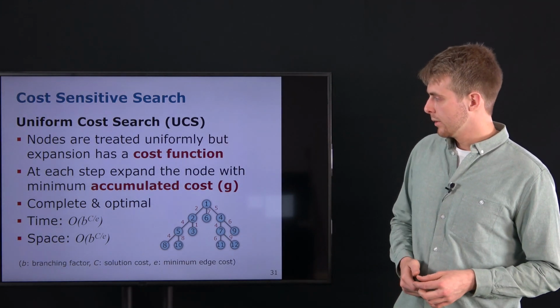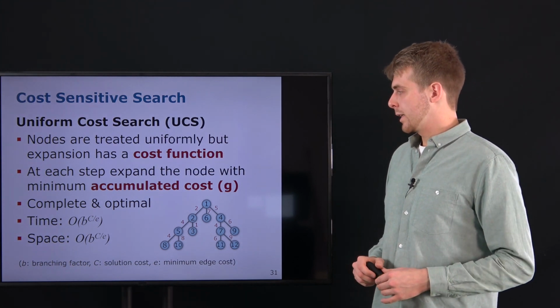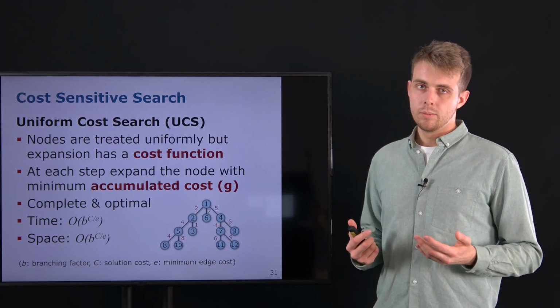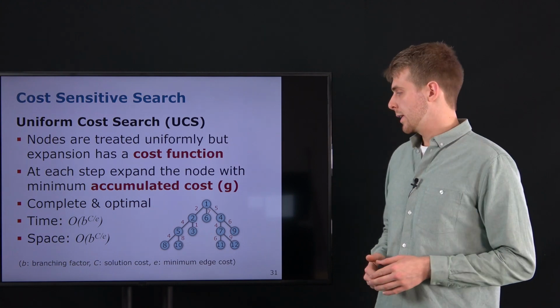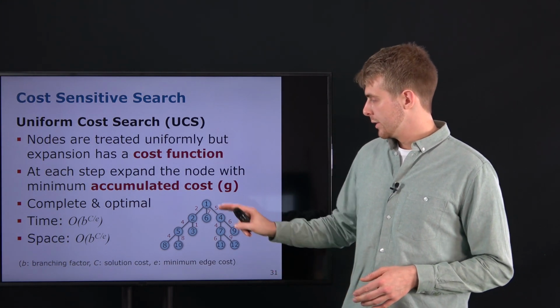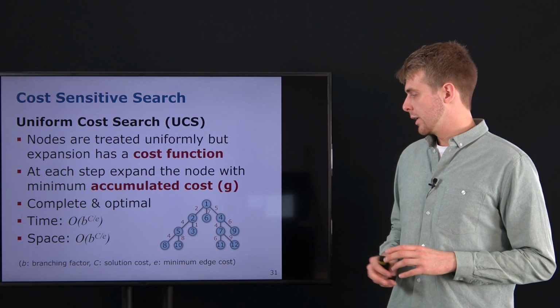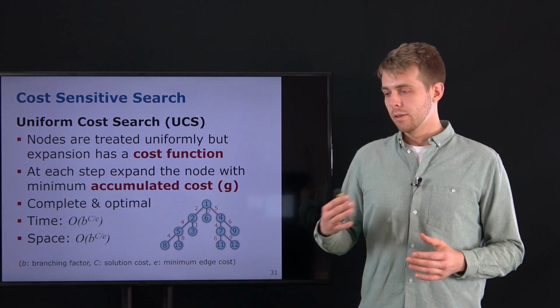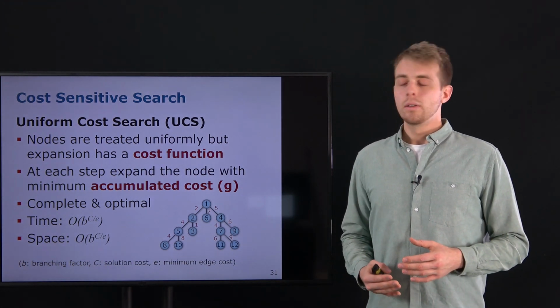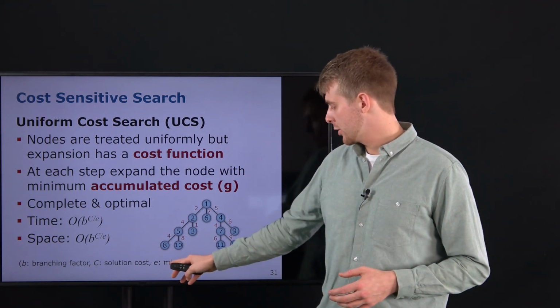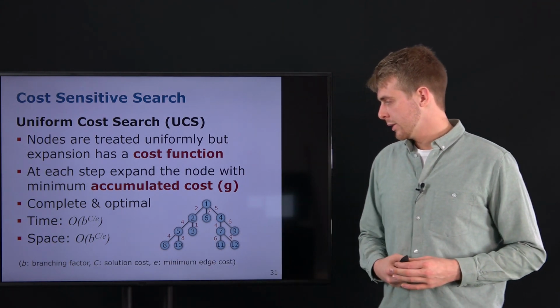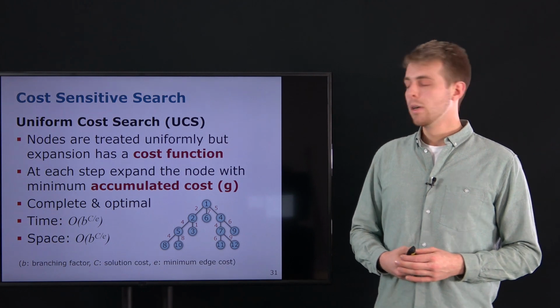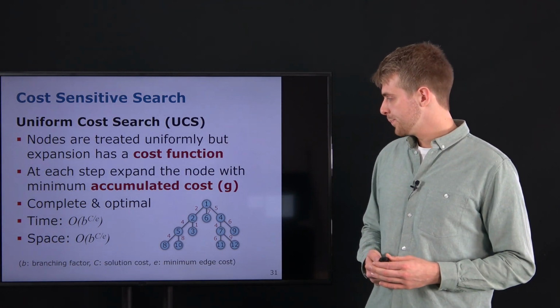This algorithm is complete and optimal, and the time and memory requirement scales with C over E, which is an estimation of how many levels we need to explore in case the minimum edge cost is E and the solution cost is C. So it's a rough estimate of these requirements.